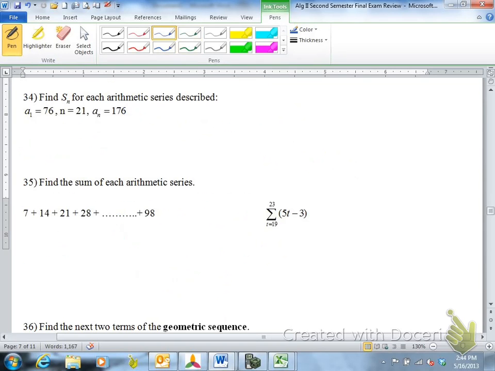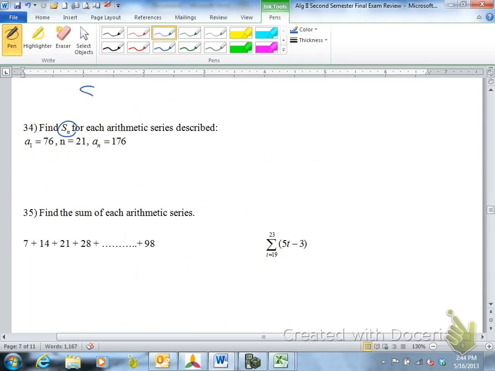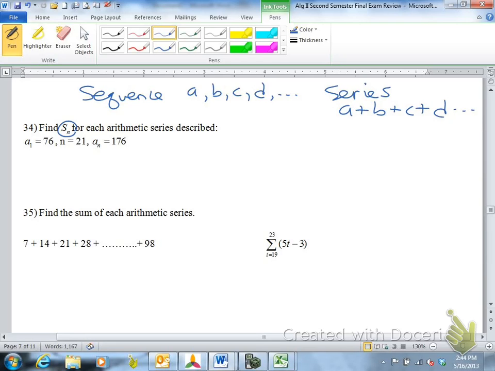Okay, on the next page, we have find the sum. Capital S is a sum. So the difference between a sequence and a series: a sequence is a bunch of numbers in some order. A series is you're adding the terms of a sequence. So you have to add 21 terms, starting at 76, and the last term is 176.